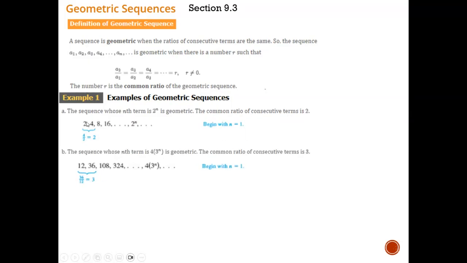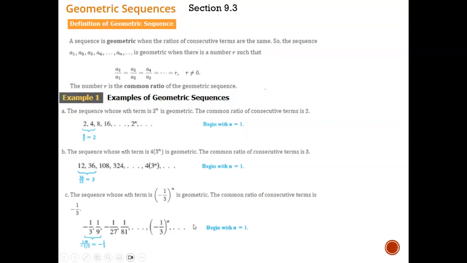Look at the first one. If we take 4 divided by 2, we get 2. 8 divided by 4 is 2. 16 divided by 8 is 2. That's the common ratio that we have. That's geometric. Here's another one. 36 divided by 12 is 3. 108 divided by 36 is also 3. We continue on. We know that ratio is 3. So to generate further terms of the sequence, we can keep multiplying by 3 each time.